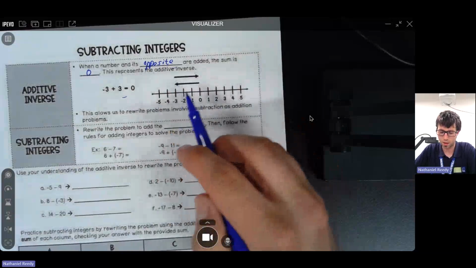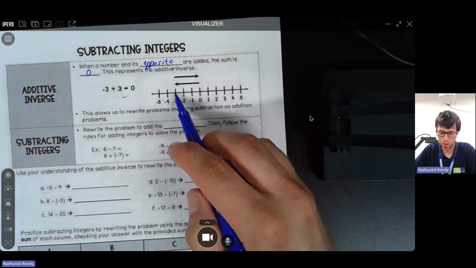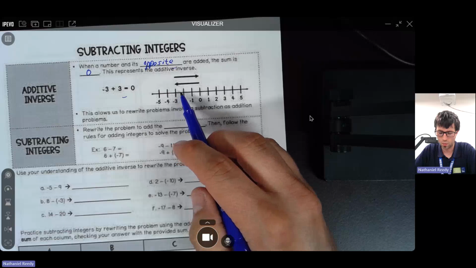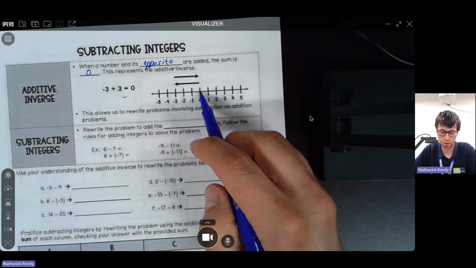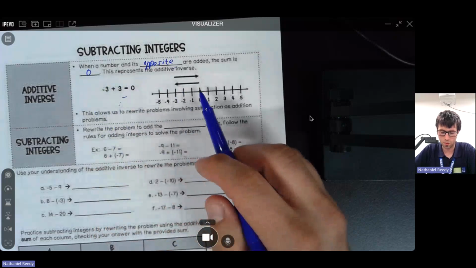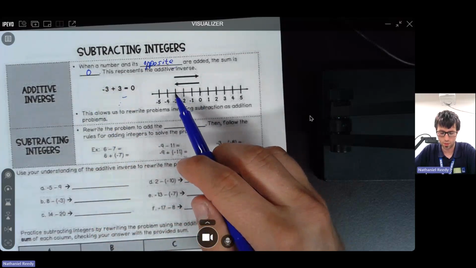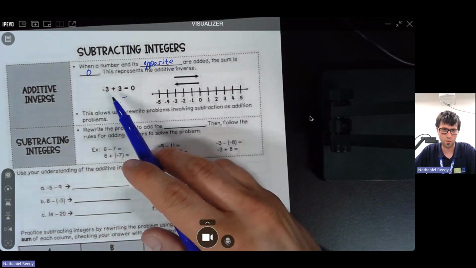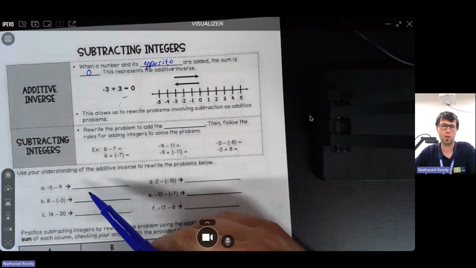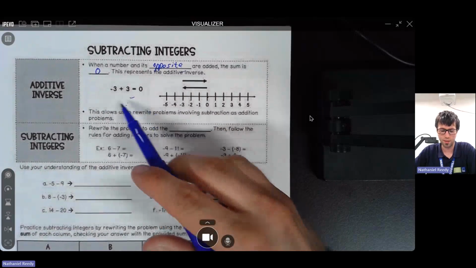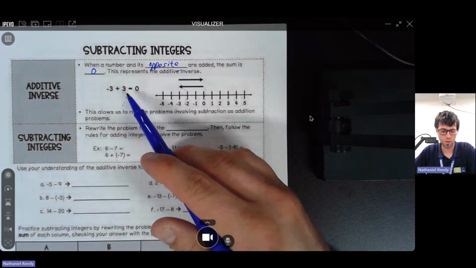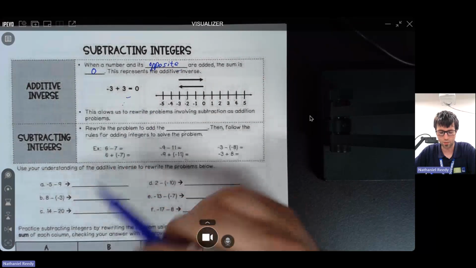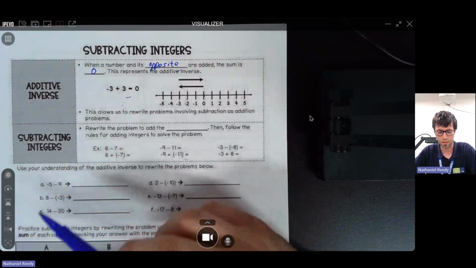That's because if I look at my number line, I start from zero and I go negative three, one, two, three, and then go forward three, or add three, one, two, three, and I go back to zero. This might seem intuitive because three minus three is zero, or a negative three plus a positive three is also zero. It's because they're opposites.